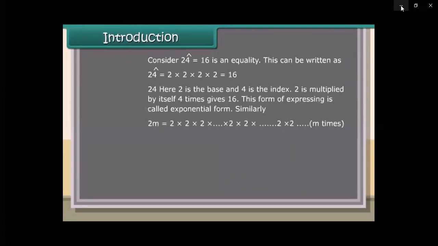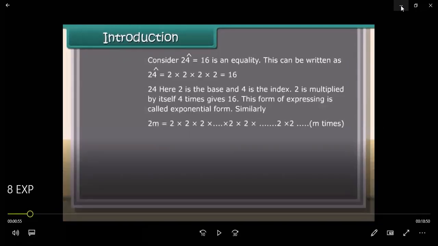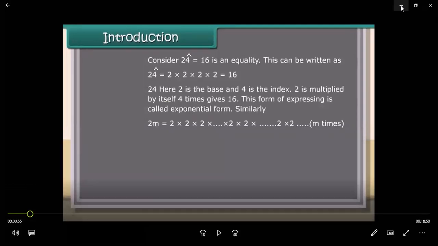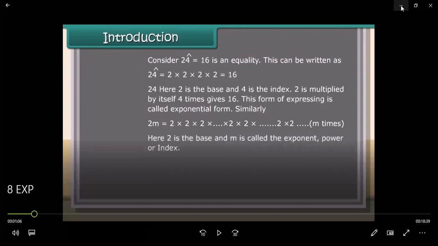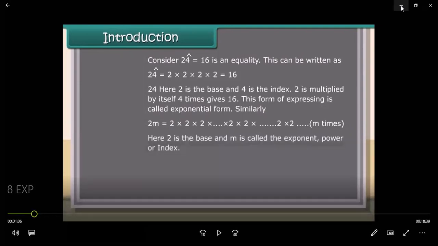Similarly, if 2 is multiplied m times, or we can say 2 raised to the power m, so if you are multiplying 2 into 2 into 2, and so on up to m times, that particular number we can express as 2 raised to the power m. In that case, 2 will be the base and m will be the index. This m or index can also be called the exponent or power of the base. So in 2 raised to the power m, 2 is the base, and m can be called exponent or power or index.